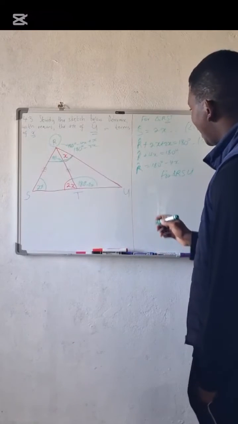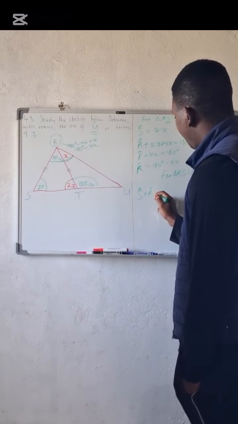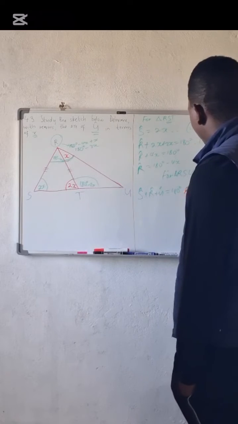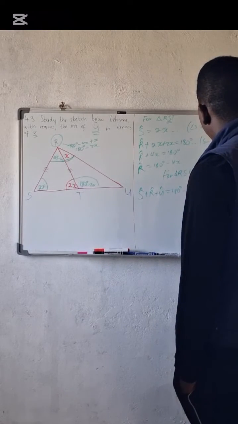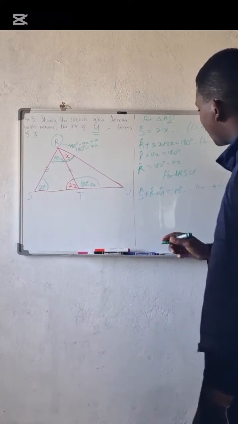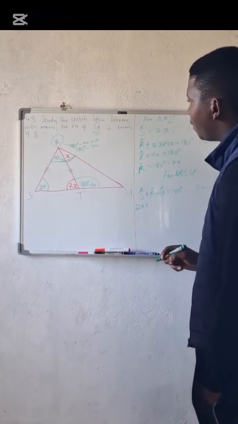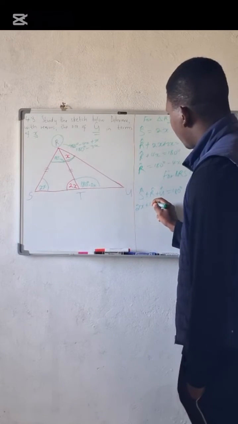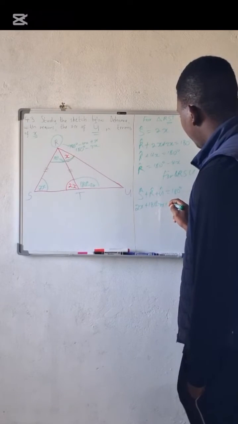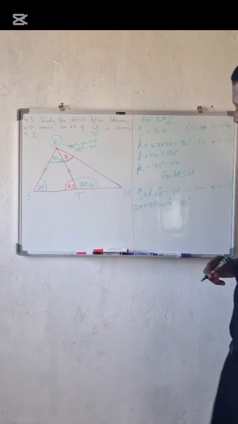Sum of angles in a triangle. I'm going to add S plus R plus U, and they are equal to 180 degrees, and these are sum of angles in a triangle. What is the value of S? It is 2x plus, what is the value of R? I already figured out it is 180 degrees minus 3x. What is the value of U? Well, I'm looking for U. Is equal to 180 degrees, right?